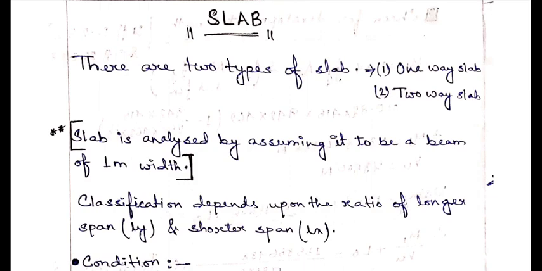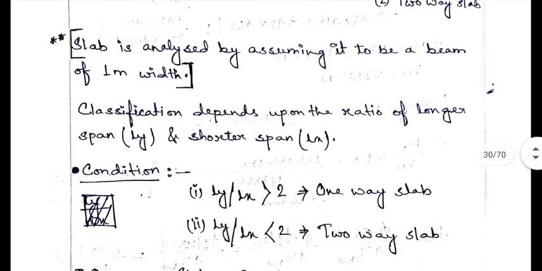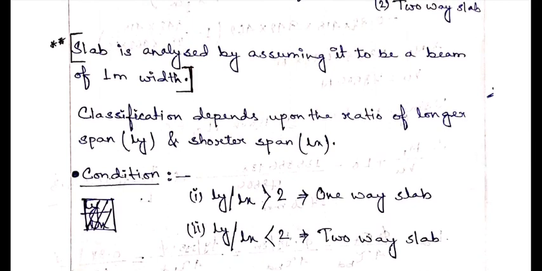So the condition is: Ly by Lx, that means longer span by shorter span, if the ratio is greater than 2, in that case the slab will be designed as a one-way slab. And if Ly by Lx, that is longer span by shorter span, the ratio of these two spans is less than 2, in that case the slab will be designed as a two-way slab.